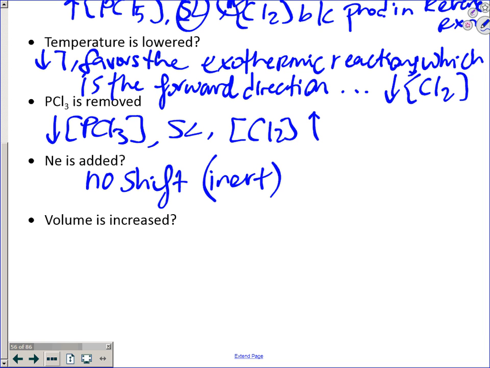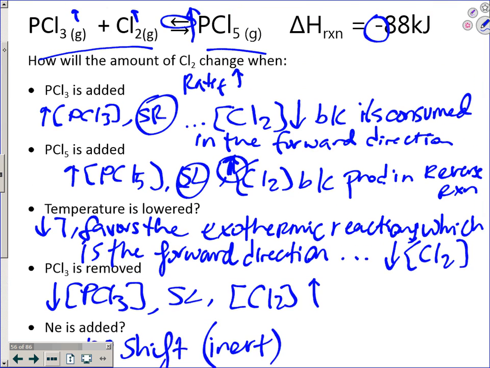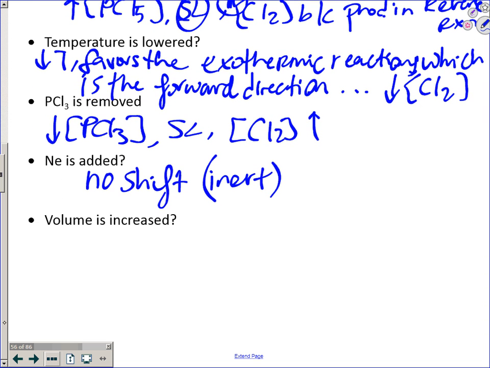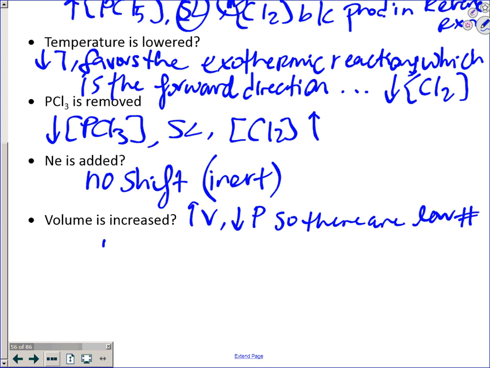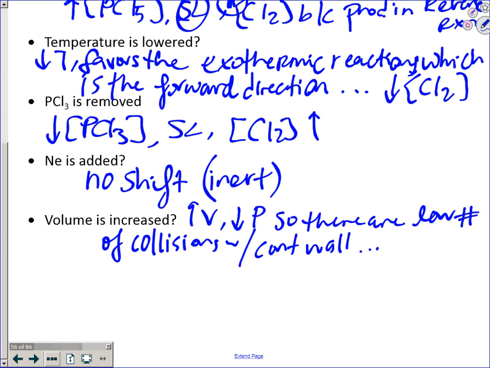Volume, and this is when we need the reaction again, volume is increased. Volume itself doesn't help us a whole lot, but what does the volume affect? Pressure. So what is this one doing to pressure? It's decreasing pressure, good. So increasing volume causes a decrease in pressure, so there are a low number of collisions with the container wall. And which way do we shift to counteract that?